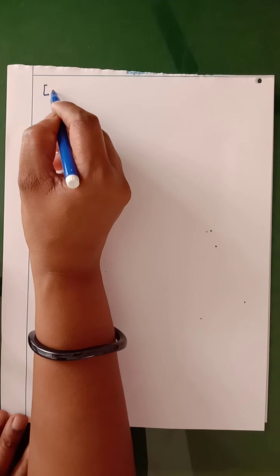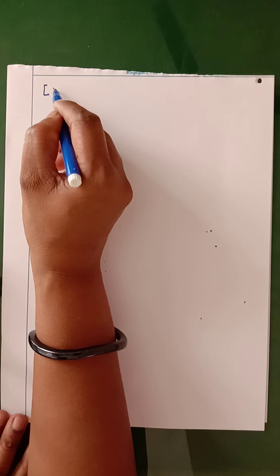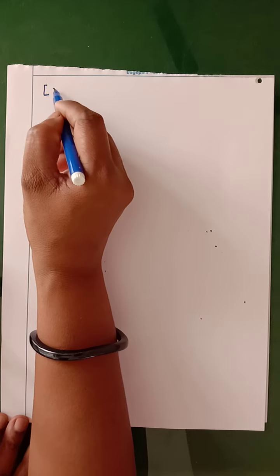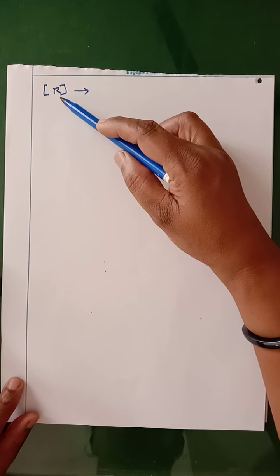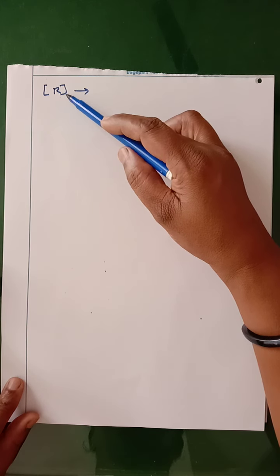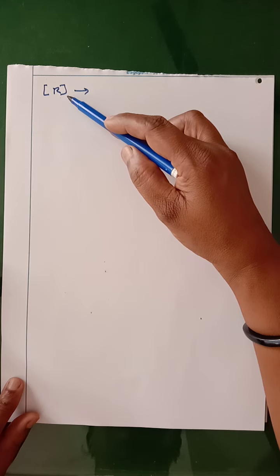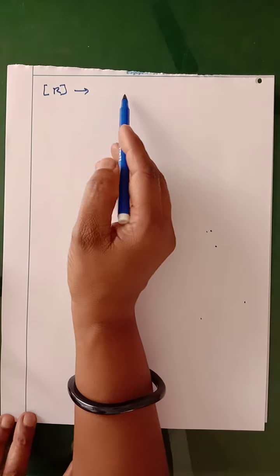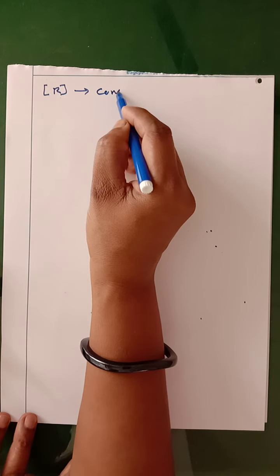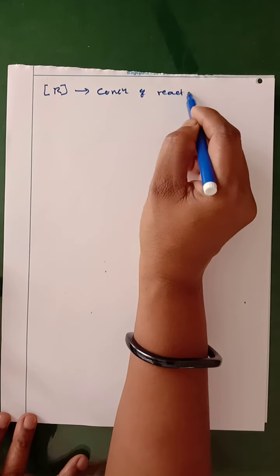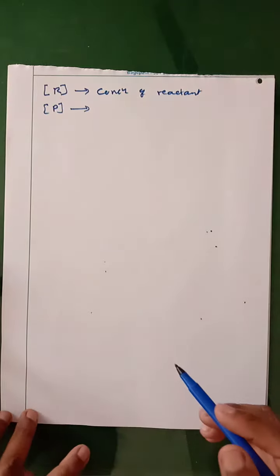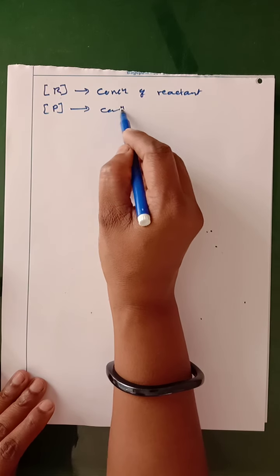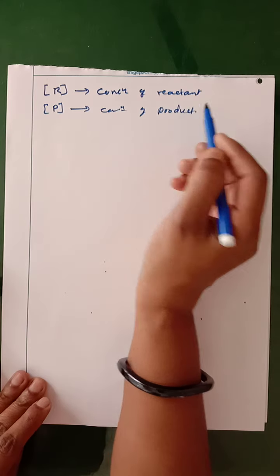rate of a reaction is represented in different forms. Before going to study that, first we will take the concentration of reactant. R is called the reactant and the concentration of that reactant is represented inside the square bracket, [R]. So this is called the concentration of reactant. Similarly, inside the bracket we represent P, [P], that represents the concentration of product.